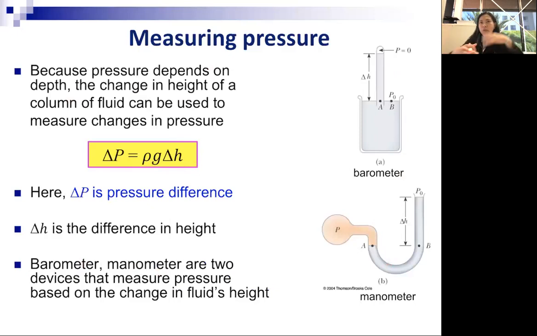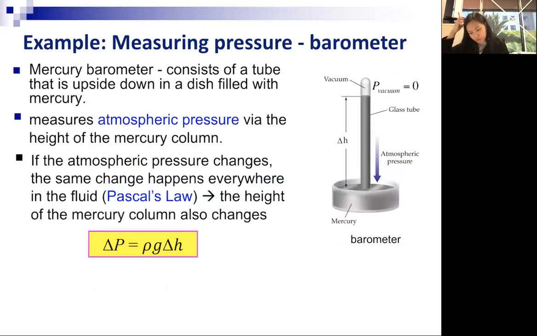Because when the pressure changes, the height in the column of liquid should change. And so by measuring the change in the height, the barometer and manometer are able to measure the change in the pressure in the atmosphere for the barometer, and the change in pressure of a liquid in the case of the manometer. So let's look more closely into how these two devices operate. Let's start with the barometer.